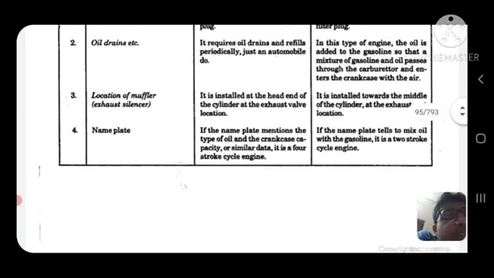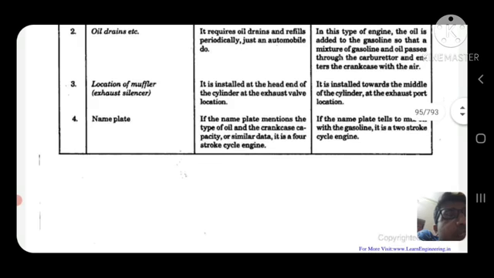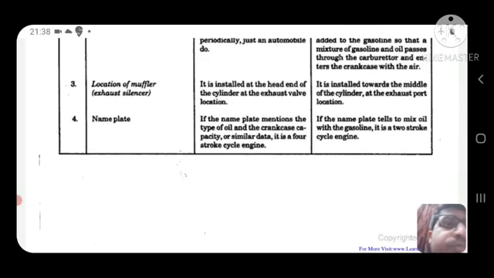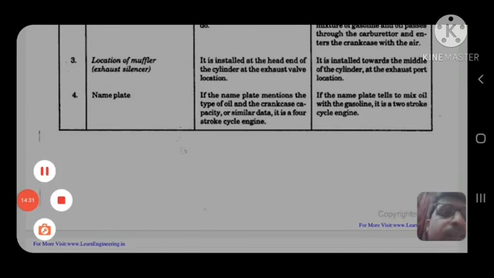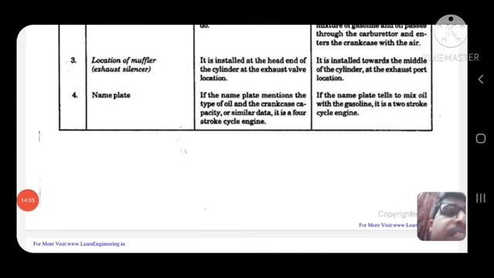In this type of engine, the oil is added to the gasoline so that a mixture of gasoline and oil passes through the crankshaft. Location of muffler: in the four-stroke, it is installed at the head end of the cylinder at the exhaust valve location. In the two-stroke, it is installed towards the middle of the cylinder at the exhaust port location.